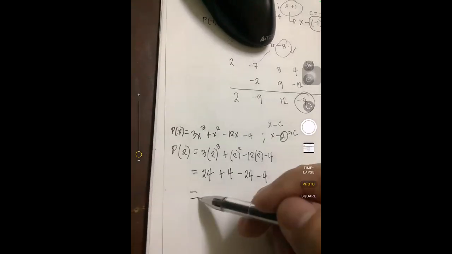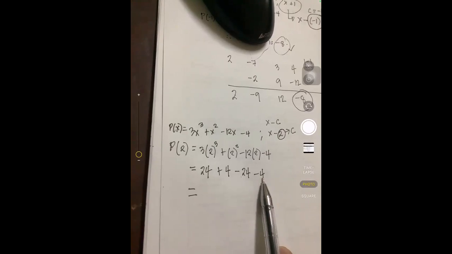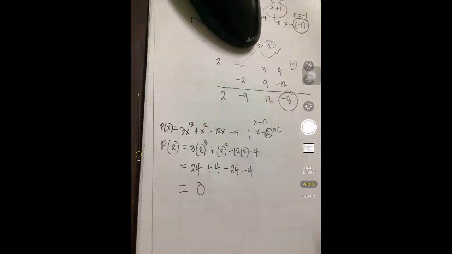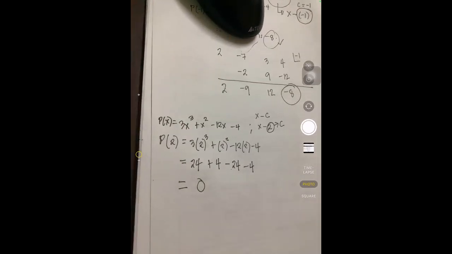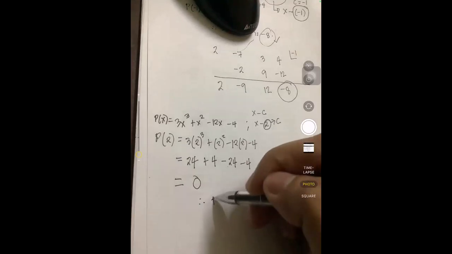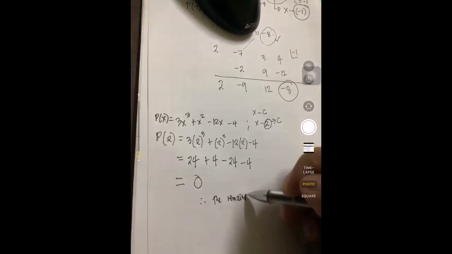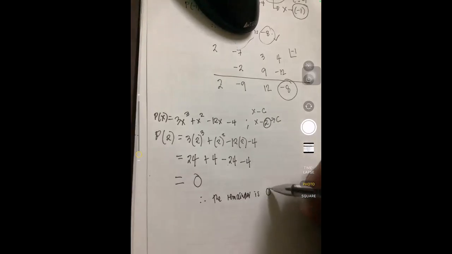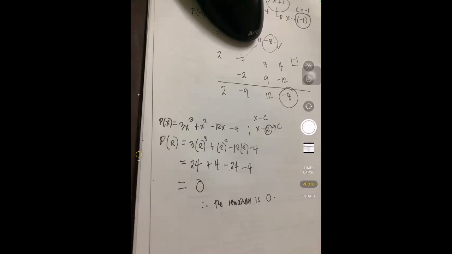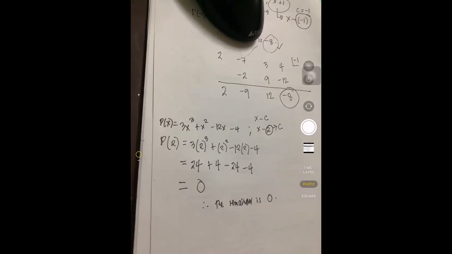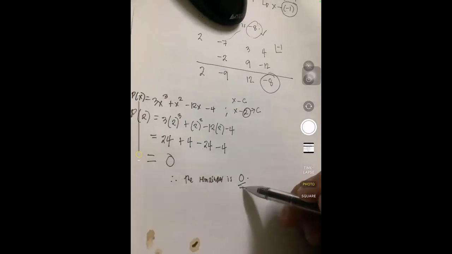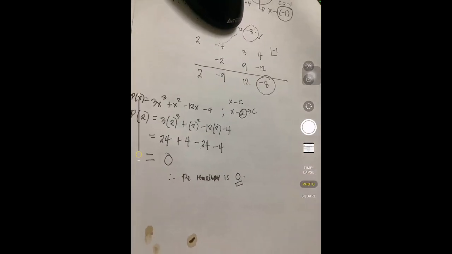24 plus 4 minus 24 minus 4 is 0. So wala nang maiwan sa ating solusyon. So therefore, sagot natin dito ay 0. So therefore, the remainder is 0. Understood? Okay, so this time, anong nangyayari if yung remainder ay 0?